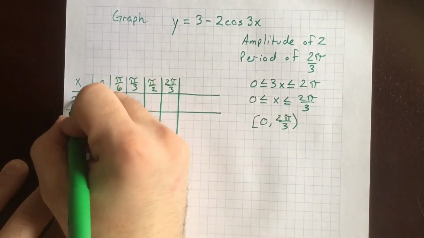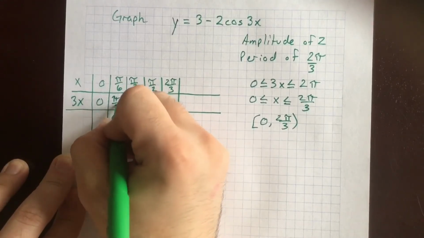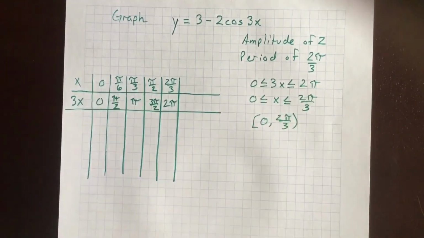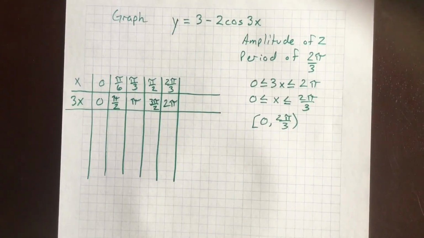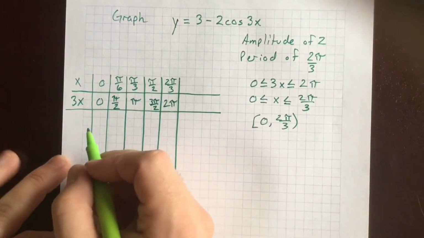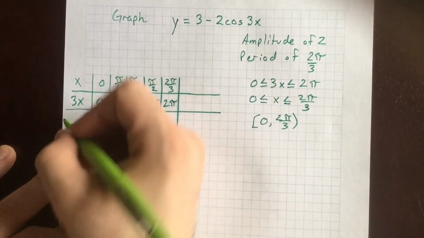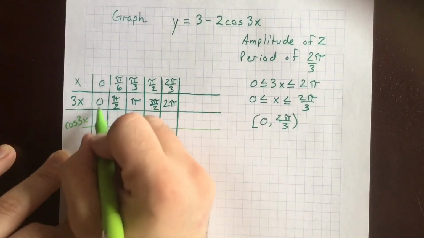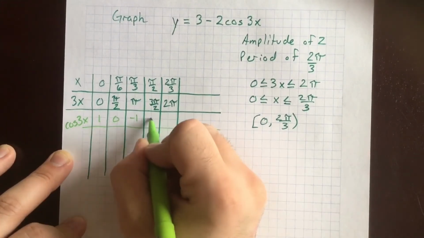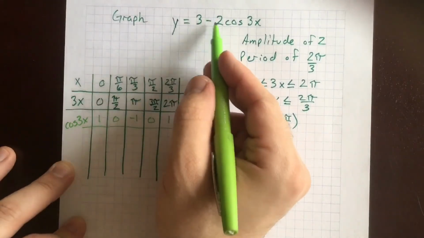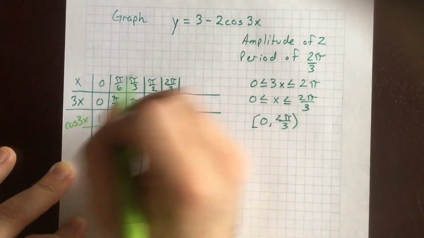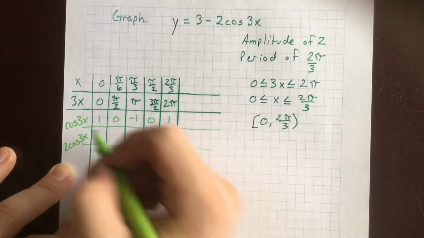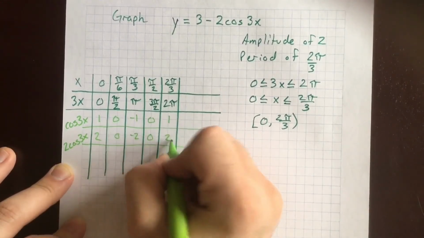So for 3x we would write 0, pi over 2, pi, 3 pi over 2, and 2 pi. Changing the colors here, we have cosine of 3x. Cosine of 0 is 1. Now we're going to add the 2 in front of it, not the negative 2, and you'll see why. Just the 2 cosine of 3x. So that gives 2, 0, negative 2, 0, 2.